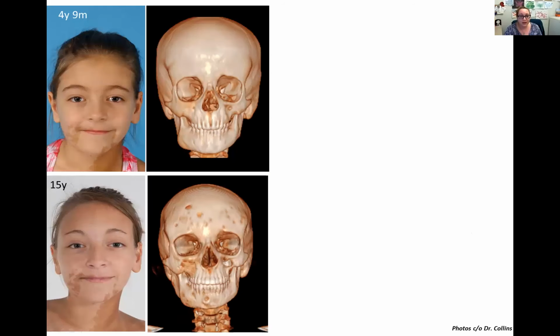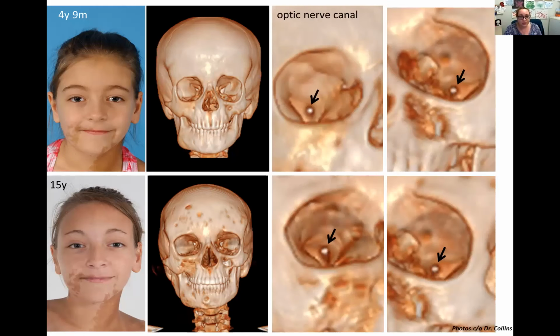And so here is a face that might be somewhat familiar to you. These are some photos from Dr. Collins' cohort, showing the patient at around age 5 and then 15. These are 3D CT images showing that despite the fact that she has craniofacial fibrous dysplasia over this time period, there have been very little changes to the optic nerve canal, as seen here highlighted by the arrows on the right side. And those circles are where the nerve is coming out of the canal.